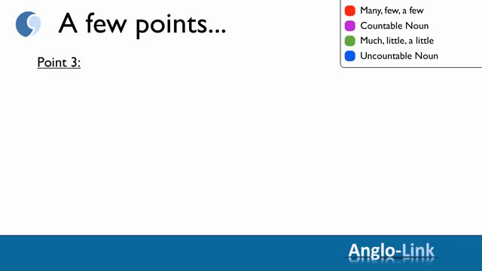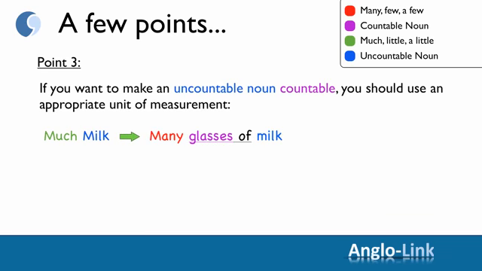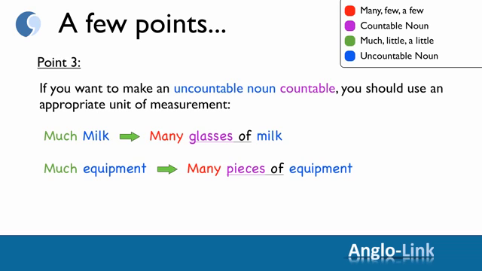So the final point, if you want to make an uncountable noun countable, you should use an appropriate unit of measurement. For example, much milk or many glasses of milk. Much equipment or many pieces of equipment. Much bread, many slices of bread.